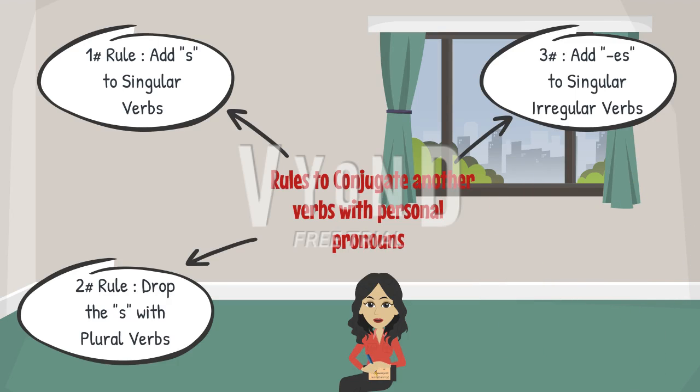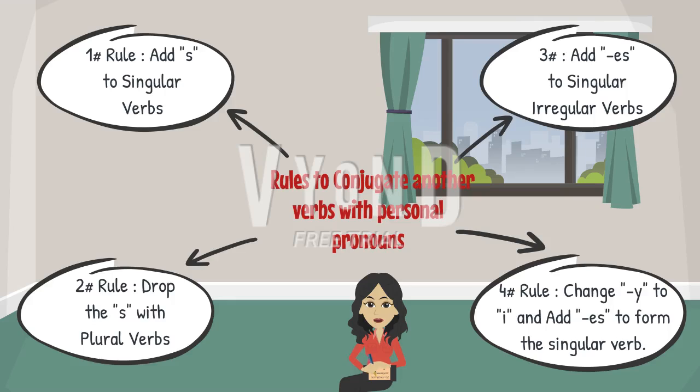Rule number 4. Change Y to I and add ES to form the singular verb. Also, in the case of some verbs, you have to change a Y ending to an I and then add an ES to form the singular verb. For example, he flies south for the winter. Compare this to the plural form of the same verb. Birds fly south for the winter.